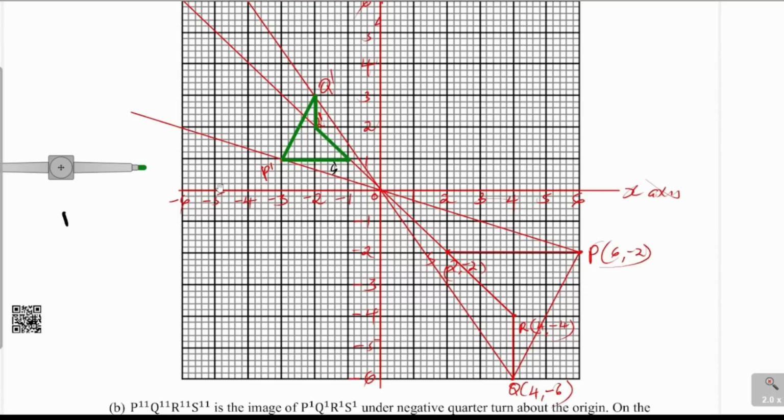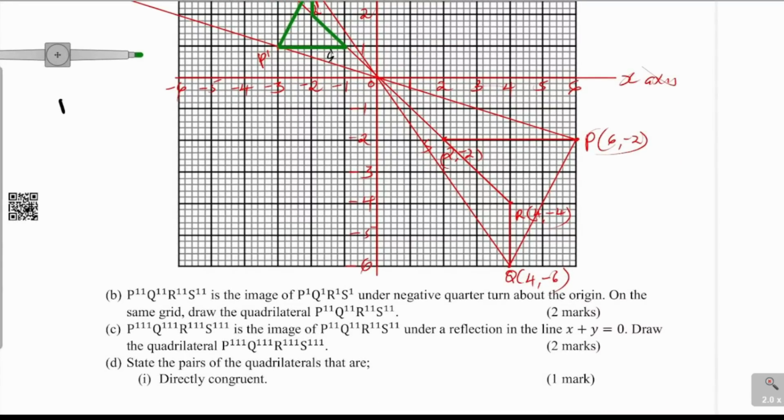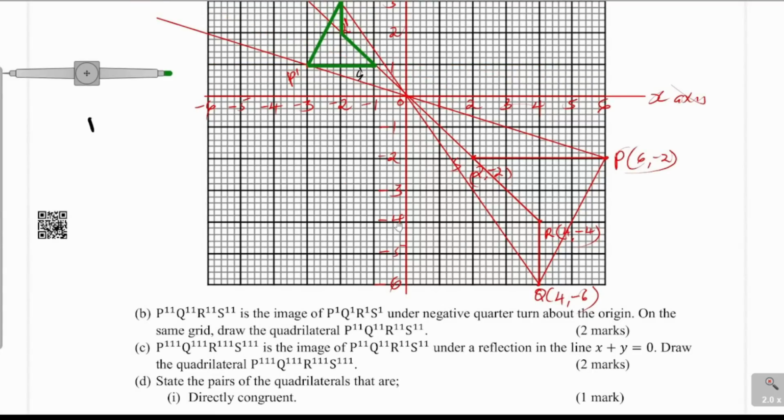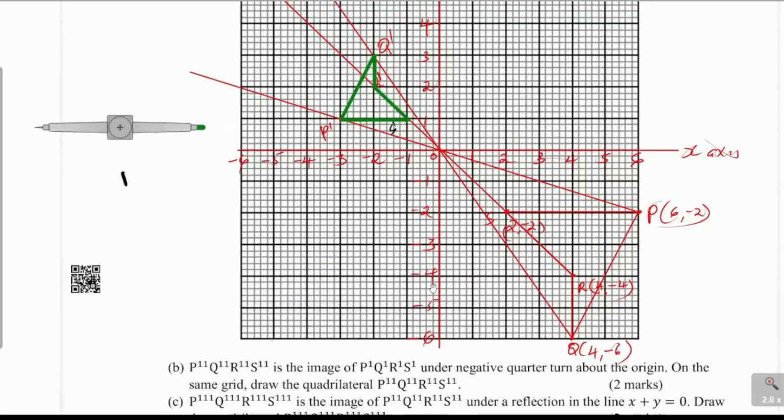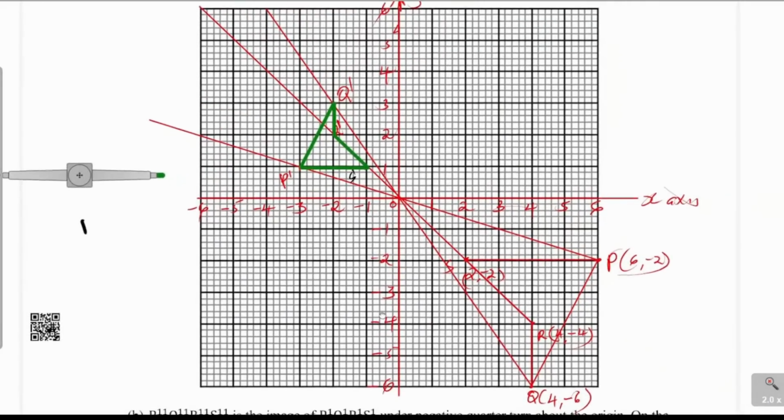Now the next question is part B. P2, Q2, R2, S2 is the image of P1, Q1, R1, S1 under a negative quarter turn about the origin. On the same grid, draw the quadrilateral P2, Q2, R2, S2. So the image that we have just obtained, we are now supposed to transform under a negative quarter turn about the origin.